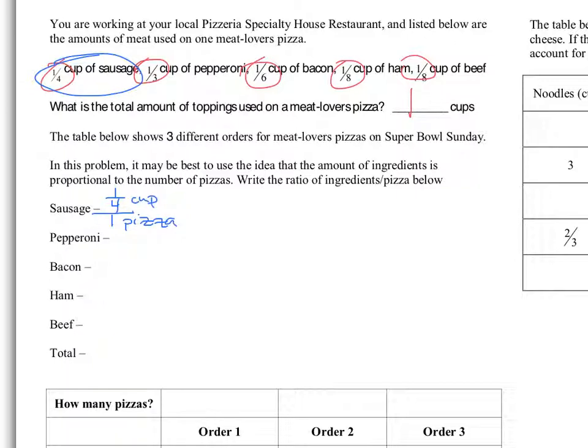That way we can come up with the ratios that we can use for all of these. With the pepperoni, it's going to be 1/3 per one pizza. The bacon is 1/6 per one pizza. The ham, the beef, and the total, we should have 1 total cup of ingredients for one pizza.